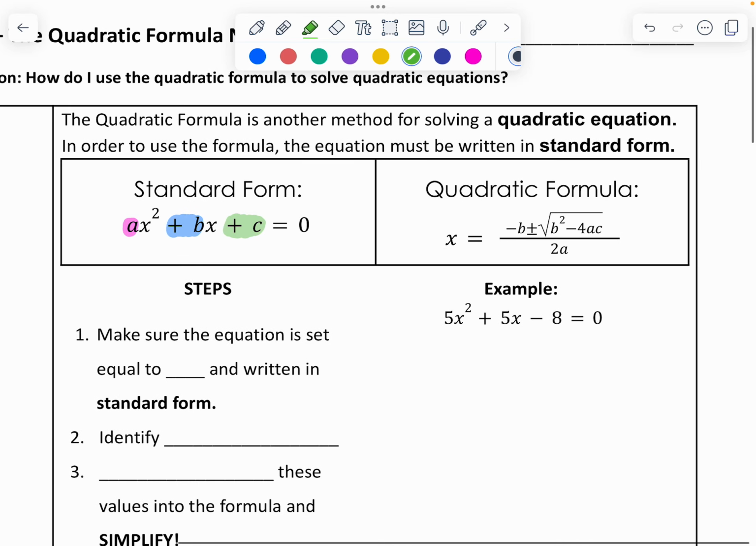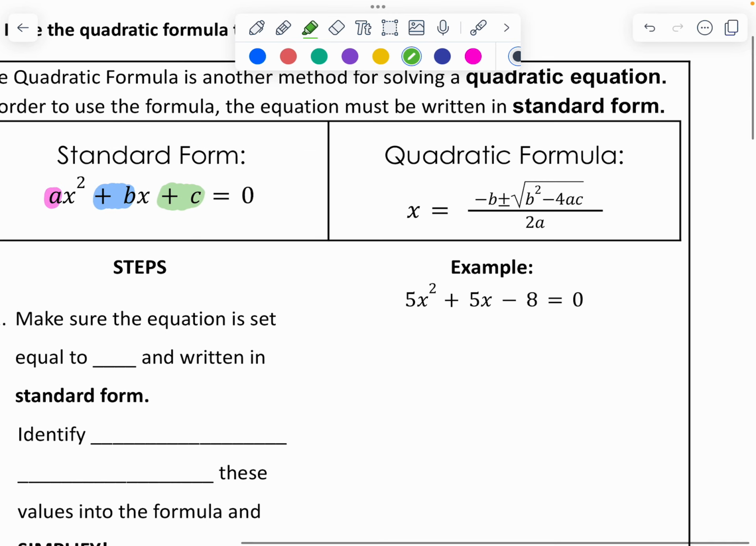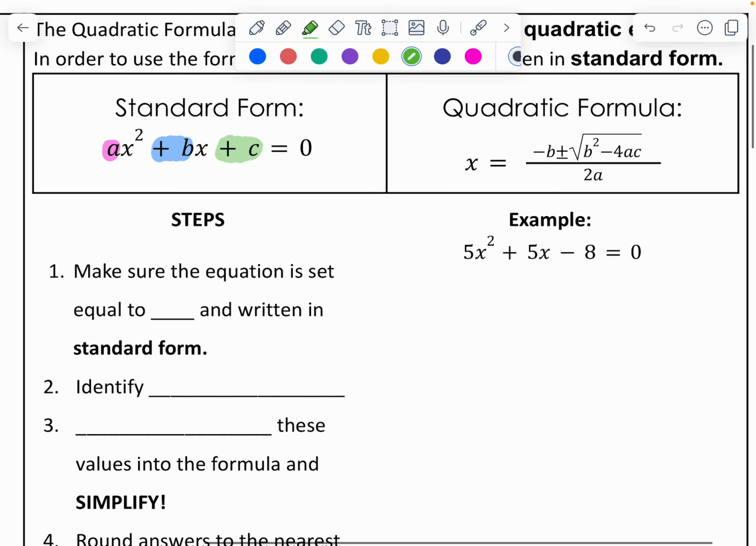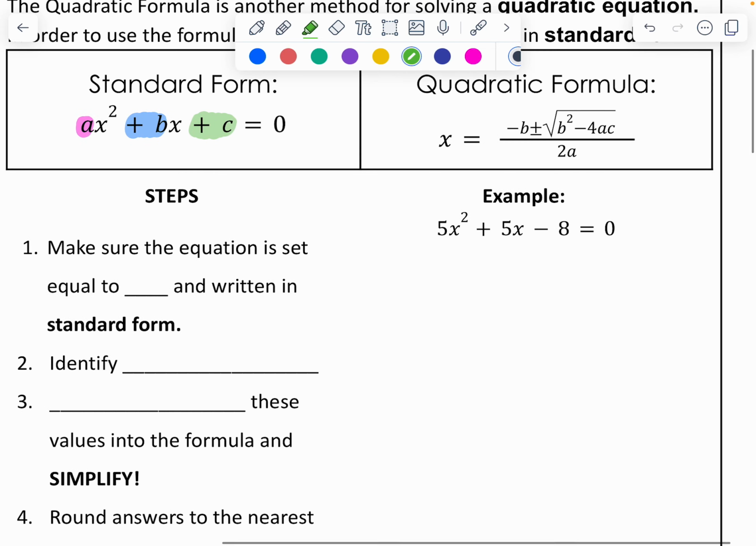The quadratic formula is x equals the opposite of b plus or minus the square root of b squared minus 4ac, all over 2a. So all we're going to do is identify a, b, and c, plug it into that equation, and use our calculator. As long as you can correctly type it into your calculator, this is going to be a very easy method for solving quadratic equations.